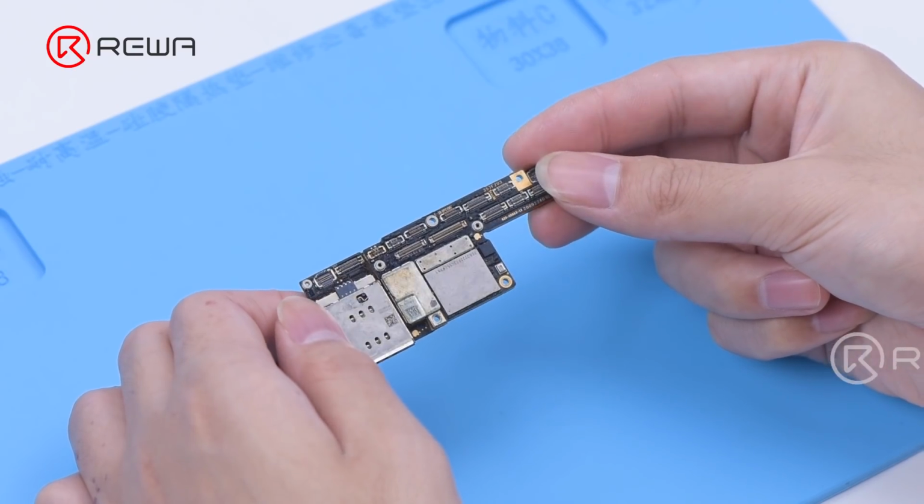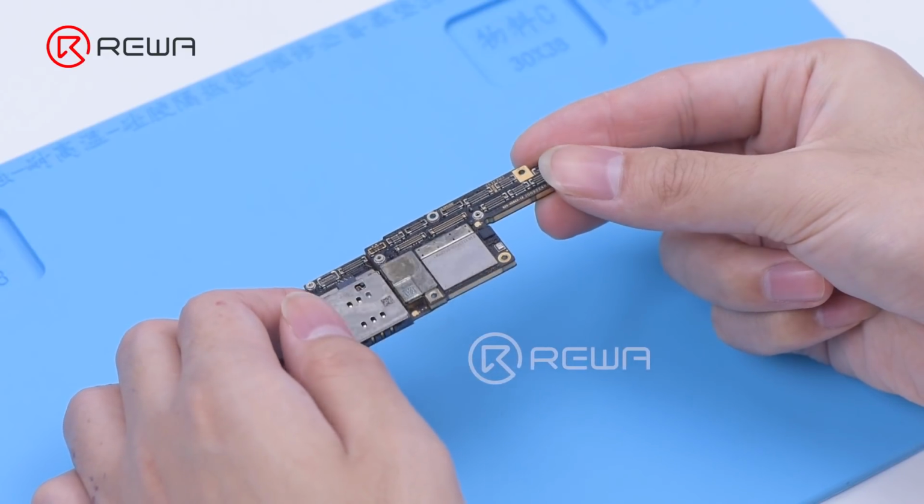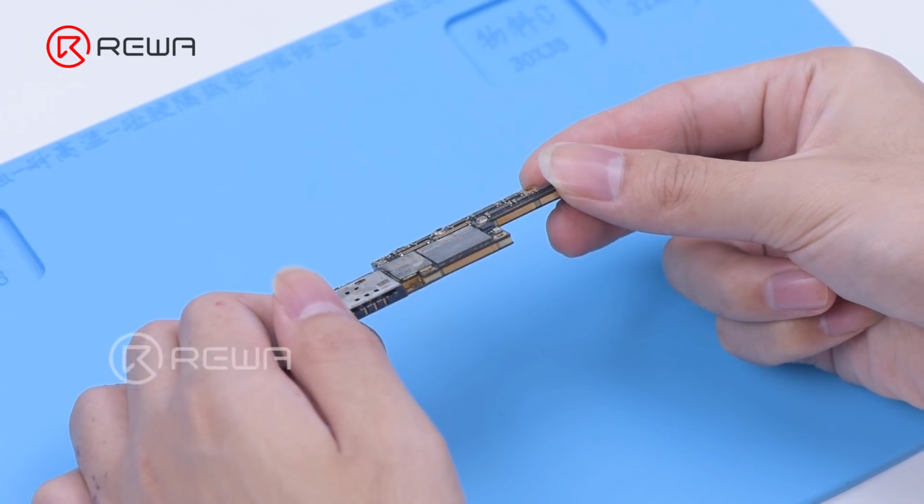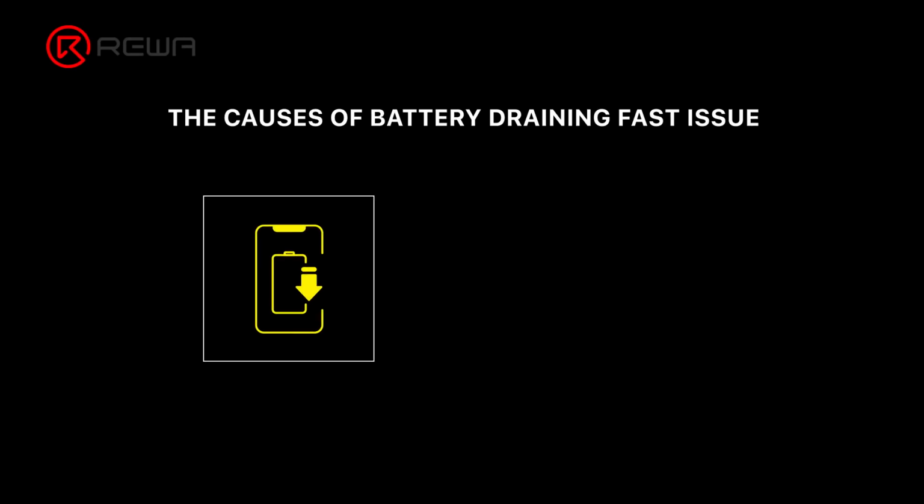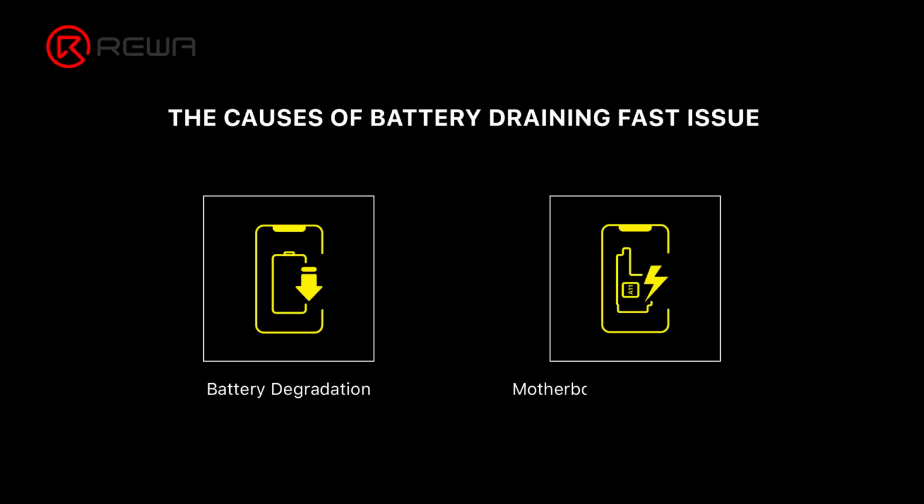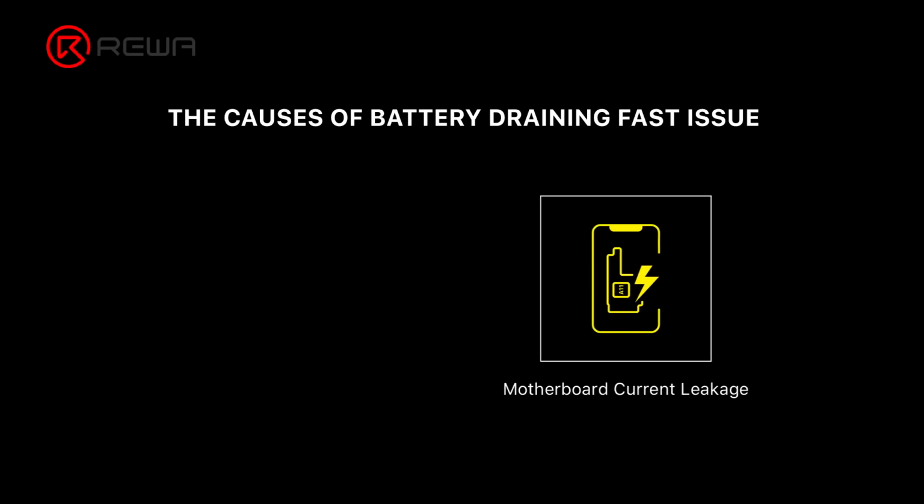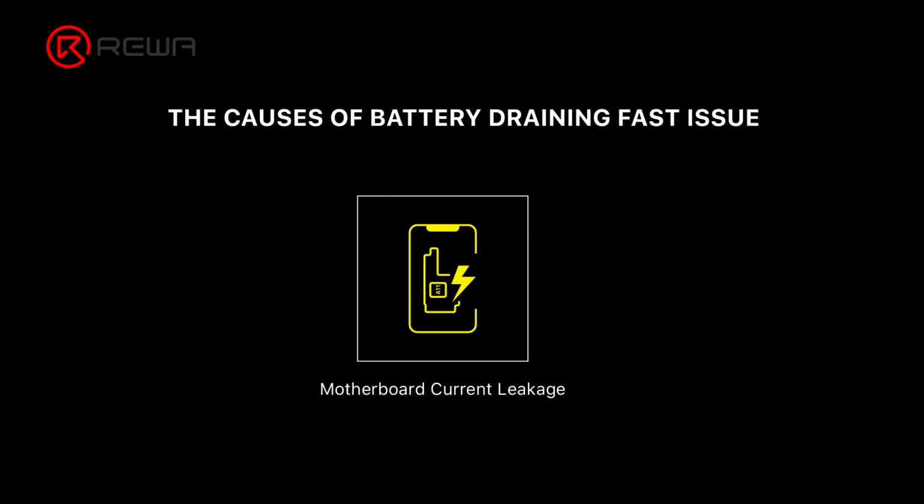We have received an iPhone 10 motherboard from a customer. The customer says that the iPhone 10 battery is draining fast with an overheating issue. Battery draining fast is normally caused by battery degradation or motherboard current leakage. After battery replacement, the battery is still draining fast. It can be judged that the problem is induced by motherboard current leakage.